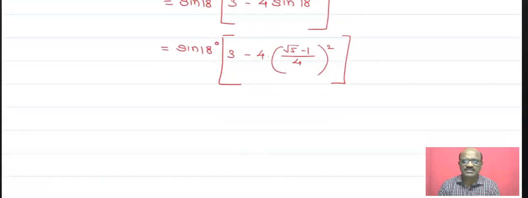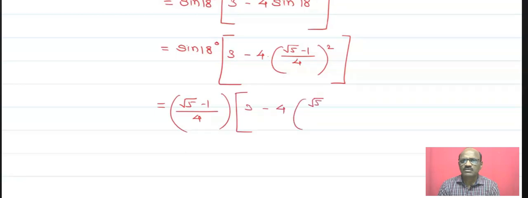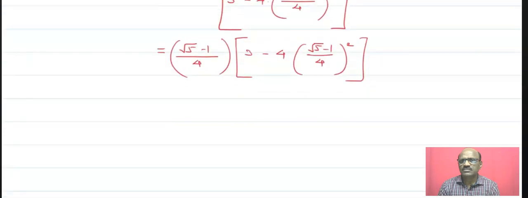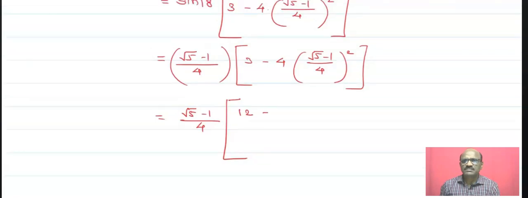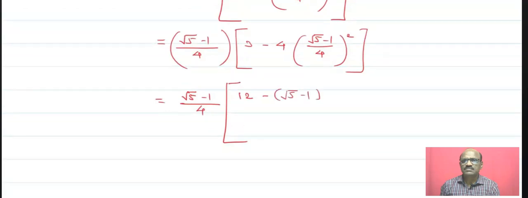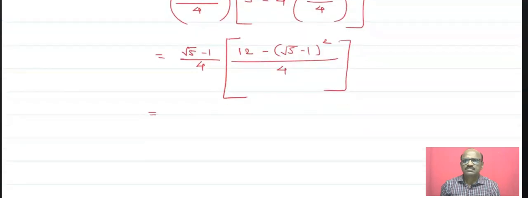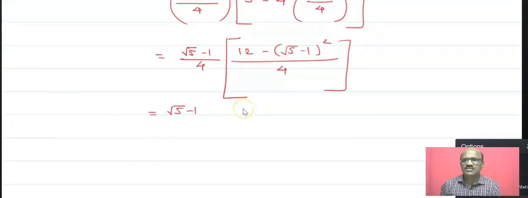Now simplify this. Root of 5 minus 1 upon 4, 3 minus 4 in bracket root of 5 minus 1 upon 4 bracket square. Now we'll simplify here. These 4 get cancelled, then we will get 1, again an extra 4, and that 4 will multiply to this 3. 4 into 3 is 12, and here you will get root of 5 minus 1 bracket square upon 4. That is the root of 5 minus 1 upon 4.